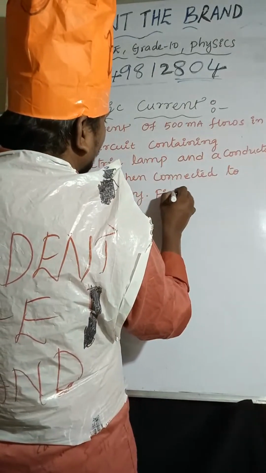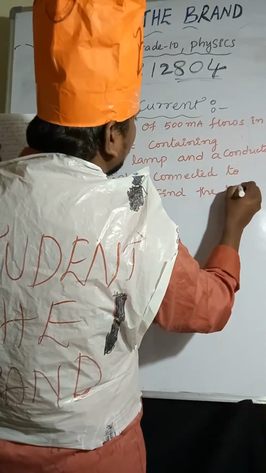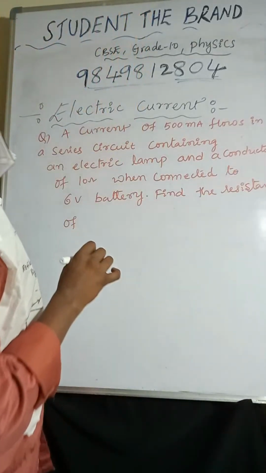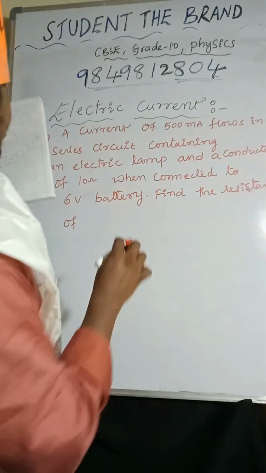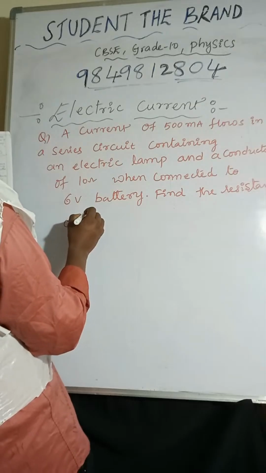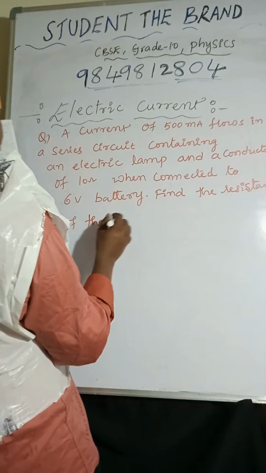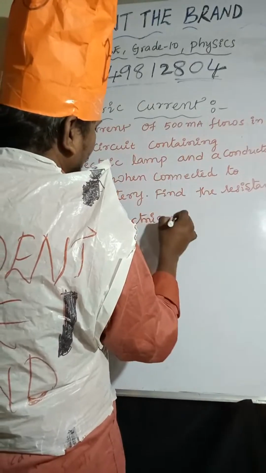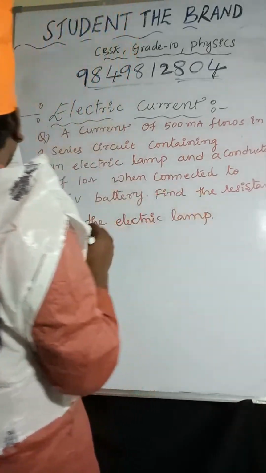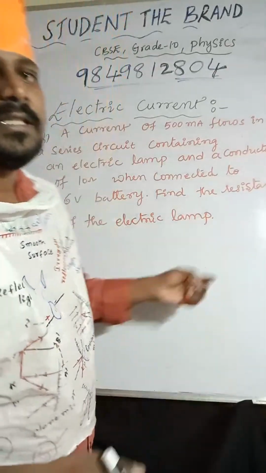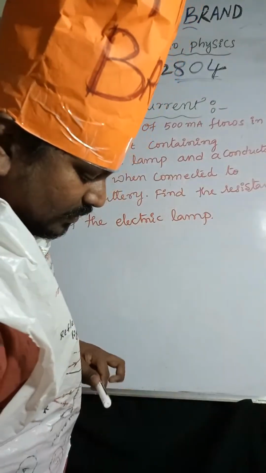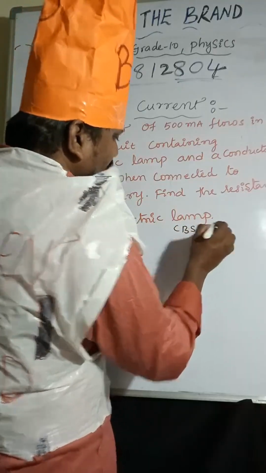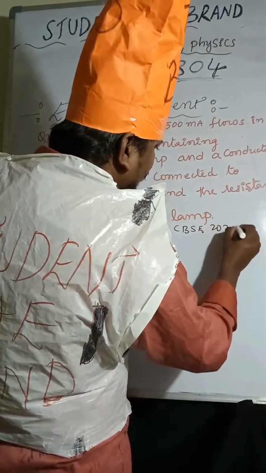Find the resistance of the conductor. Find the resistance of the electric lamp. So this is a CBSE 2020 question.